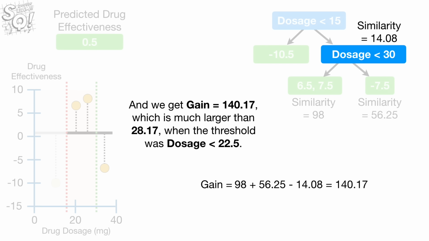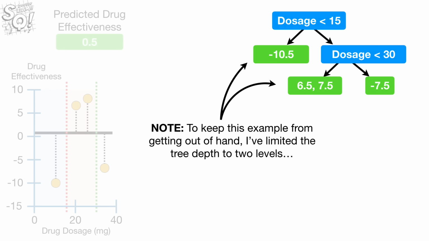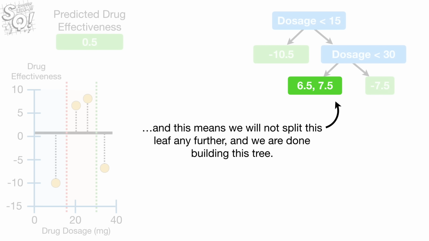And we get gain equals 140.17, which is much larger than 28.17 when the threshold was dosage less than 22.5. So we will use dosage less than 30 as the threshold for this branch. Note, to keep this example from getting out of hand, I've limited the tree depth to 2 levels. And this means we will not split this leaf any further, and we are done building this tree.